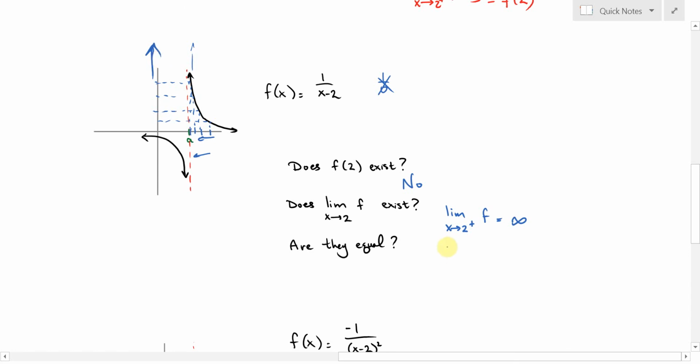On the other hand, if you're coming in from the left, the limit as x approaches 2 from the left, well, what happens here is you start picking values. You look at the corresponding values on the y-axis, and now they're not getting bigger, they're getting smaller and smaller and smaller. They're running off to negative infinity. So we get a negative infinity here.